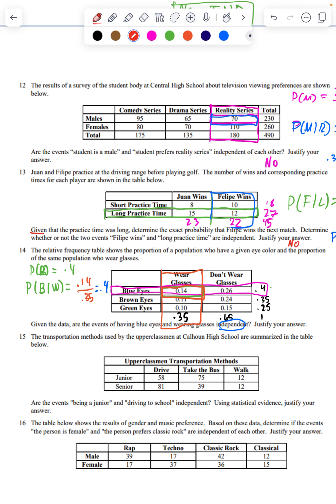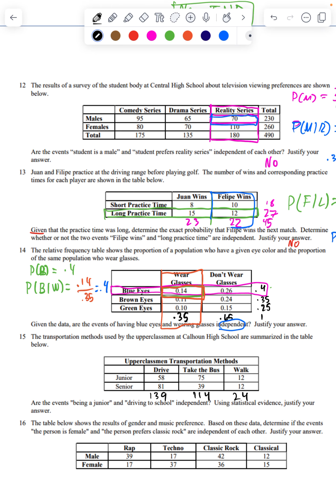Number 15. The transportation methods used by upperclassmen at Calhoun High School are summarized in the table below. Are the events being a junior and driving to school independent? Using statistical evidence, justify your answer. Again, we tally up the totals here. 58 plus 81, 139, 75 plus 39, 114, and then 24 here.